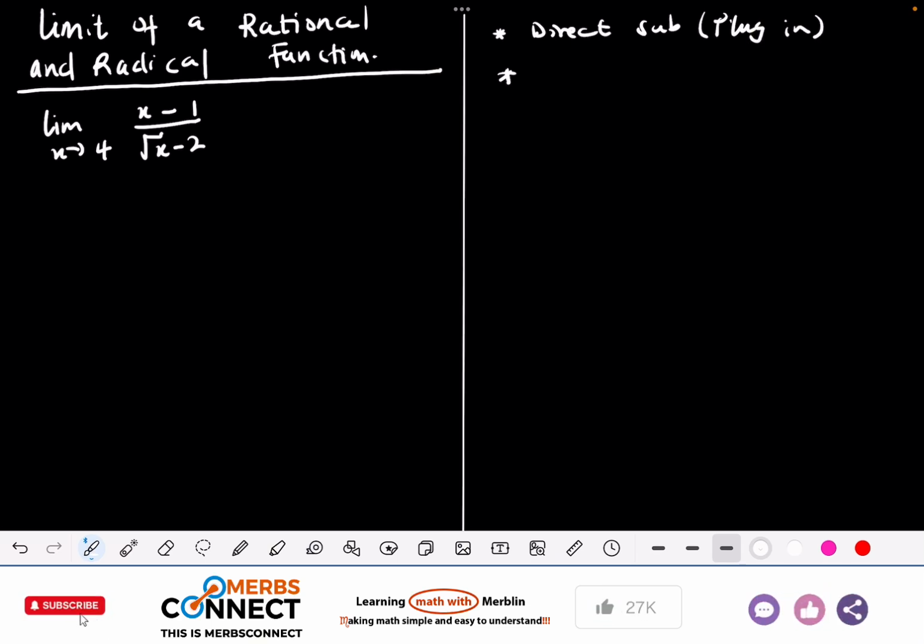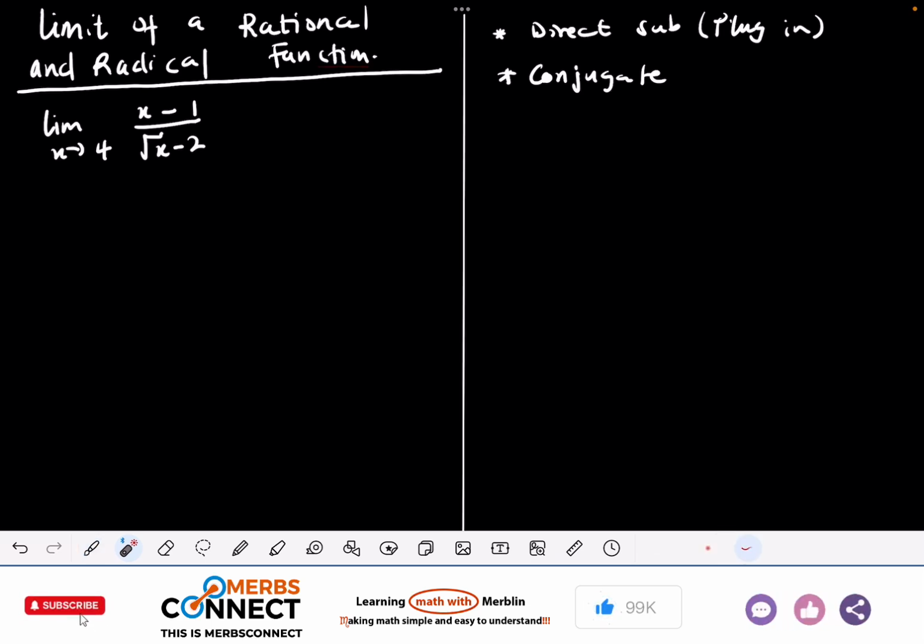Then if it doesn't work, what we are going to do is find the conjugate. Now the conjugate always goes with the function with the radical, the function with the root, whether it's in the numerator or the denominator, the one with the root. That's what we are going to do.